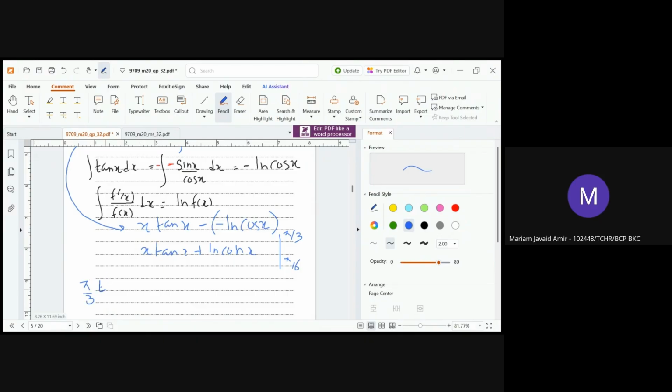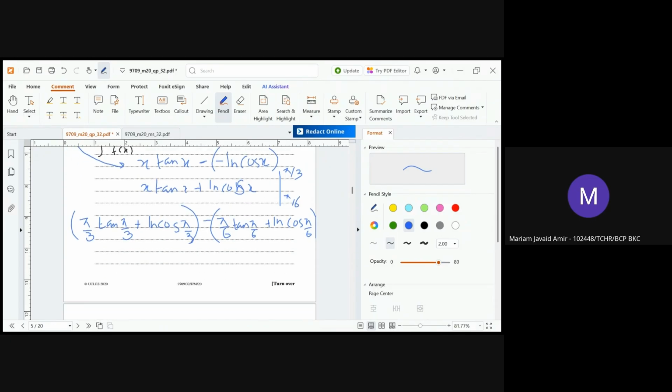Pi by 3 tan pi by 3 plus ln cos pi by 3, brackets, a negative sign, pi by 6 tan pi by 6 plus ln cos pi by 6, which gives us pi by 3 root 3 plus ln half, minus bracket pi by 6 times root 3 over 3 plus ln root 3 over 2.